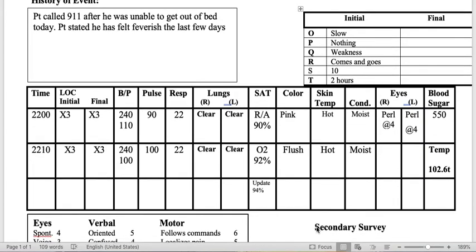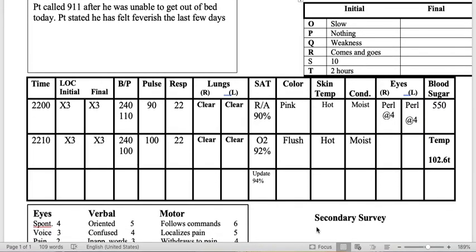You'll then obtain at least 2 sets of vital signs. Remember to timestamp correctly. Document your vital signs as appropriate for the patient's care and treatment. Notice the gentleman's blood sugar is 550. His temperature is 102.6 tympanic. So he's got a lot going on here.